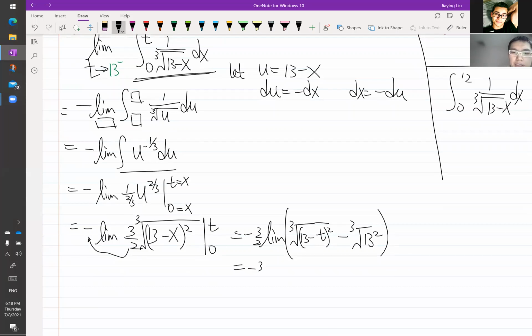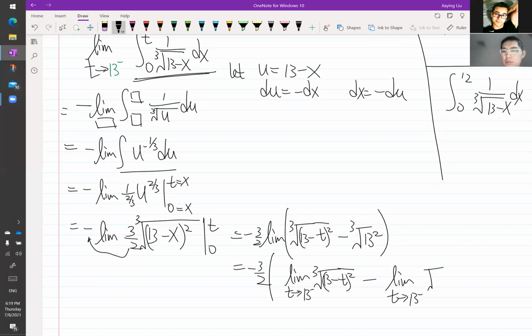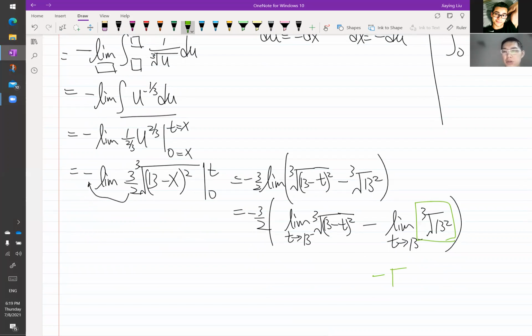And the constant stays outside. So now we just take the limit of each term. So limit t goes to 13 negative of cube root of 13 minus t squared. And then minus the limit t goes to 13 negative cube root of 13 squared. And because this is a constant, when we take the limit, it's still going to be a constant, right? So that's a minus cube root of 13 squared, that's a constant.